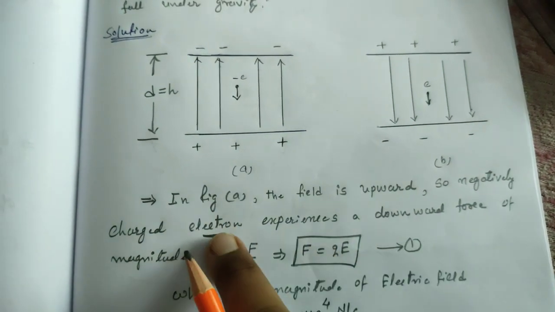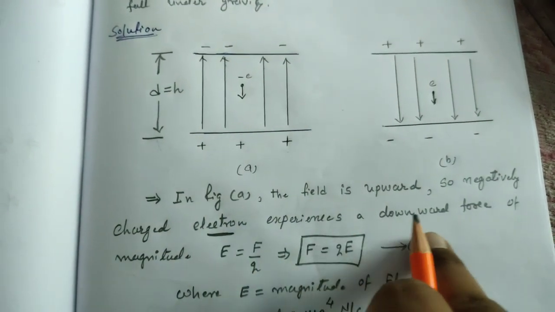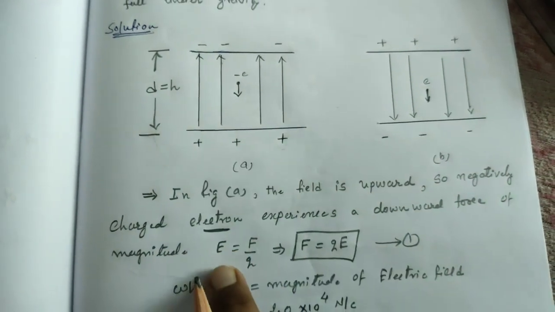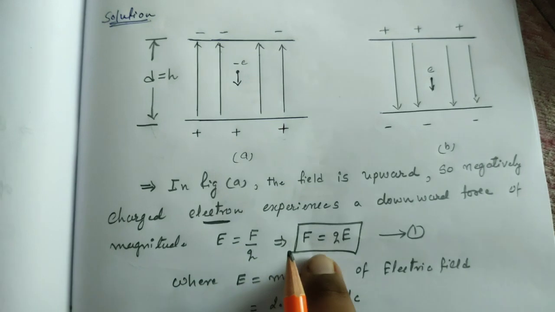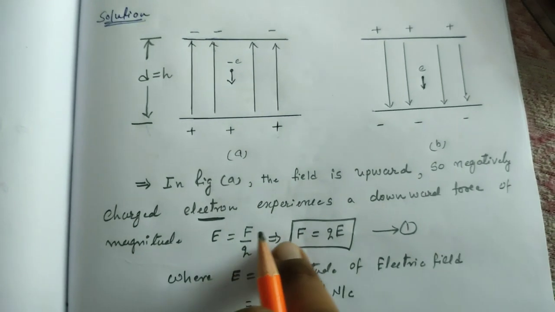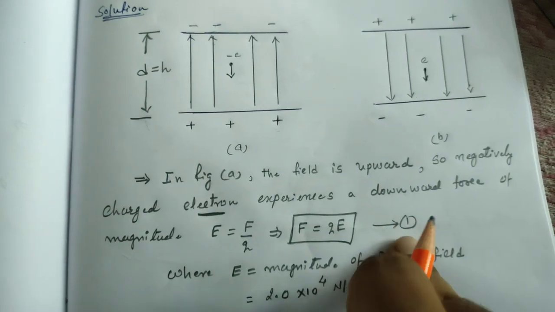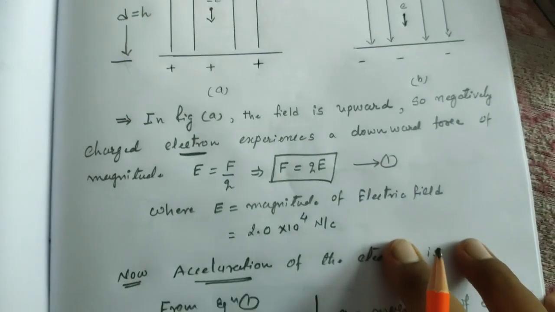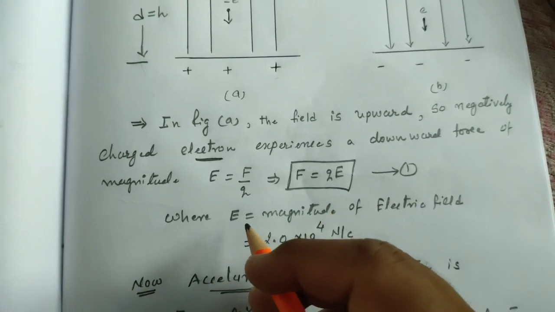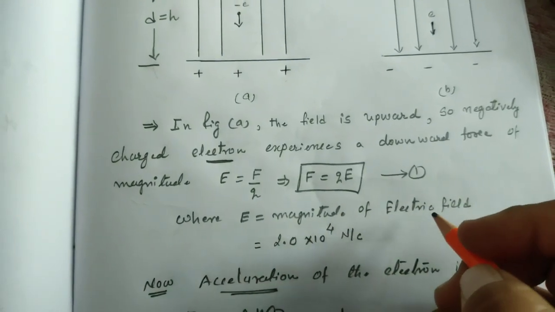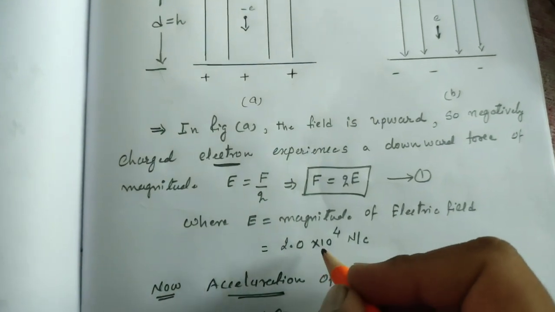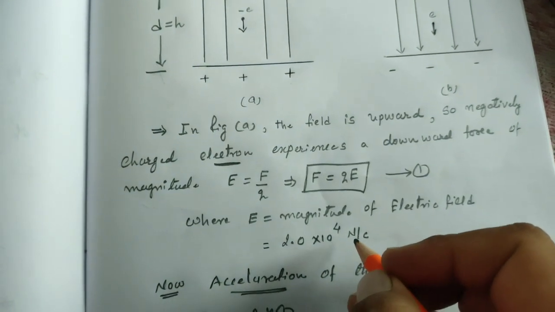So the negatively charged electron experiences a downward force. Since the electric field is present, we can easily find the force, which is F equal to QE, by using the equation E equal to force per unit charge. So F equal to QE. Give equation number 1 to this equation. Here E stands for the magnitude of the electric field, which is already given in the numerical, 2.0 × 10^4 Newton per Coulomb.